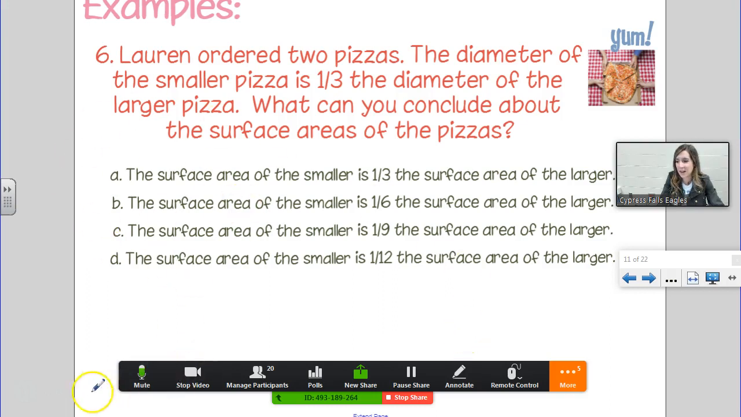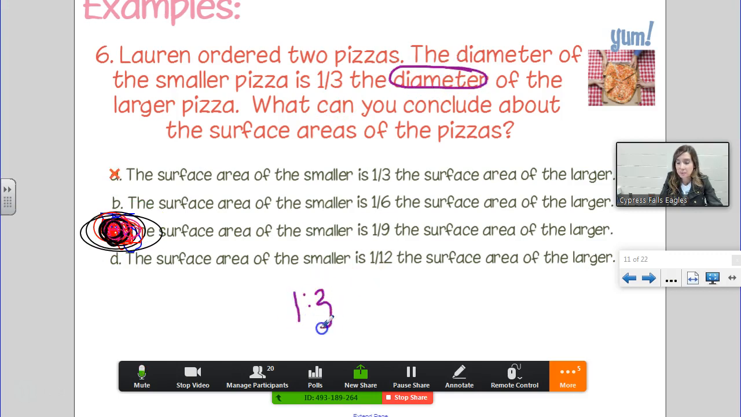Everyone annotate and circle their answer. What's the right answer? There we go. I wanted lots of different colors. Yay! So diameters are one-dimensional.